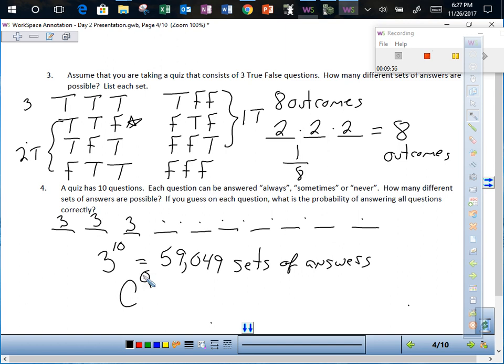Now for the second part, if you were clueless, you walked into that class and you guessed on all 10 questions, the chances that you got 100% would be 1 out of 59,049. So pretty dang slim for you to get 100%. But that's where we are so far.